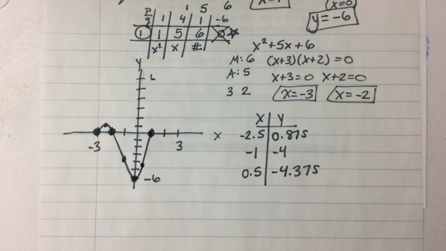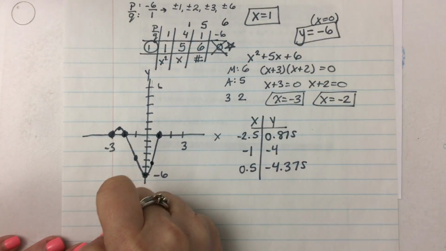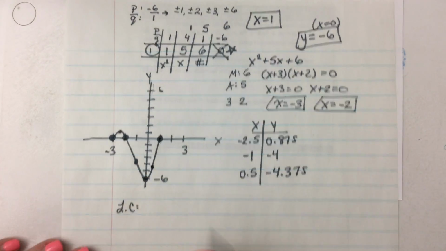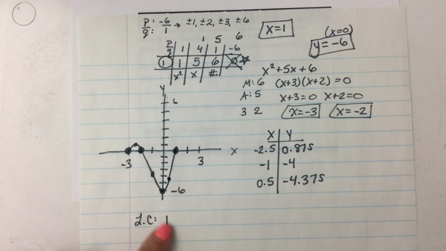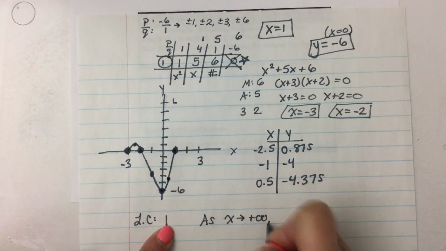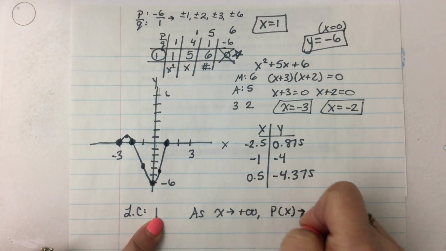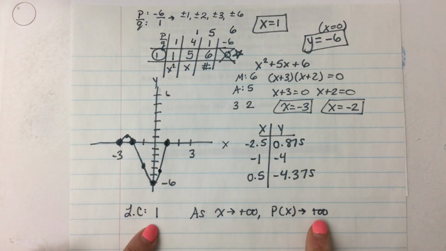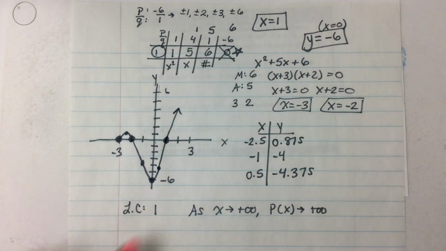Our last step, now it is time to add the arrows. So I look at the original problem to do end behavior. The leading coefficient, the number on the front, is a +1. Because this is positive, as x approaches positive infinity, as I go to the right, my polynomial has to match the sign of the leading coefficient. This is positive, so my arrow is going upwards.